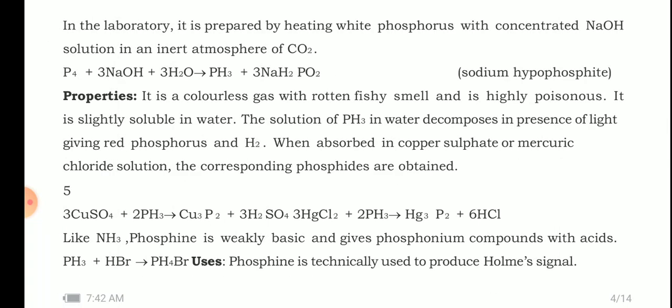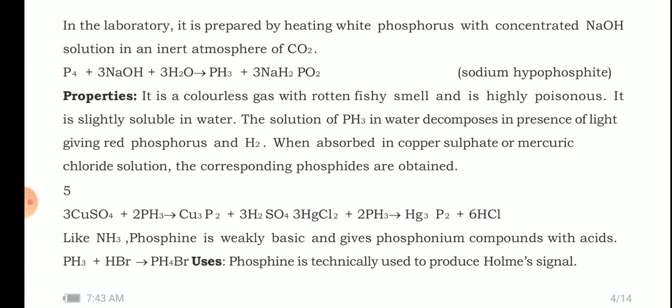In the laboratory, it is prepared by heating white phosphorus with concentrated sodium hydroxide solution in an inert atmosphere of carbon dioxide. So in the lab, it is prepared by reacting phosphorus with sodium hydroxide and water to form phosphine and sodium hypophosphite. The properties: it is a colorless gas with a rotten fishy smell and is highly poisonous. It is slightly soluble in water.